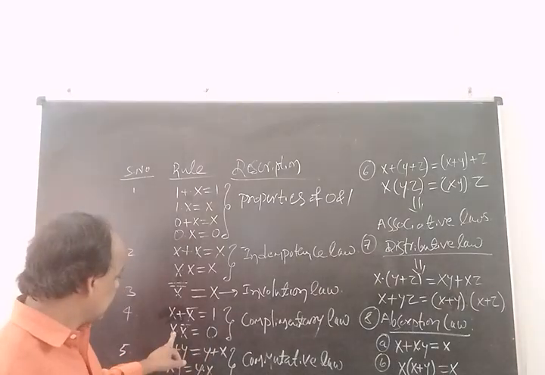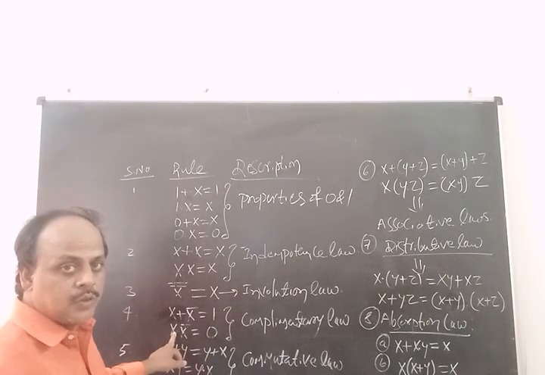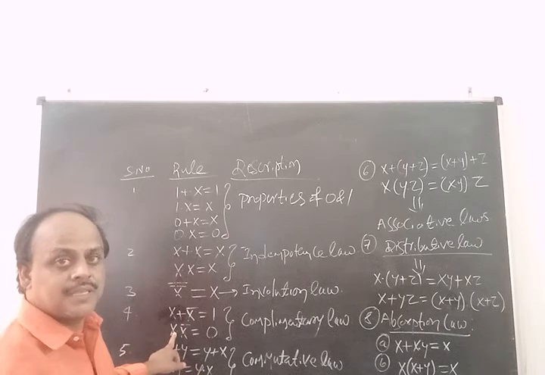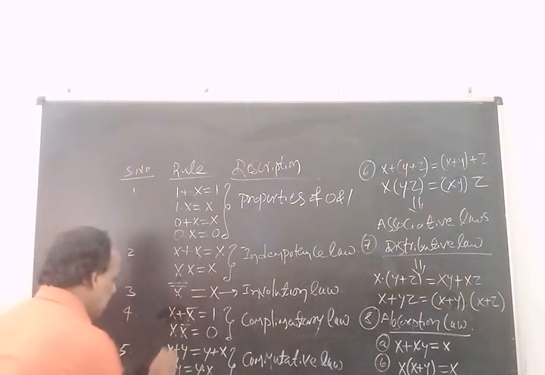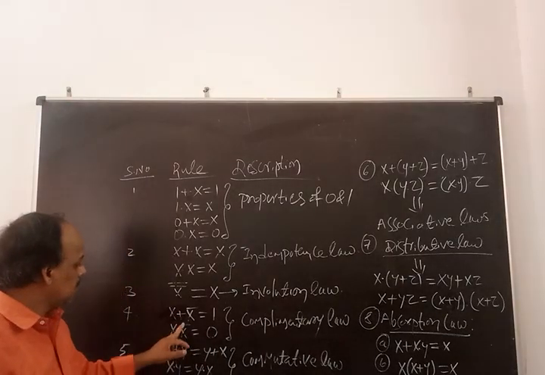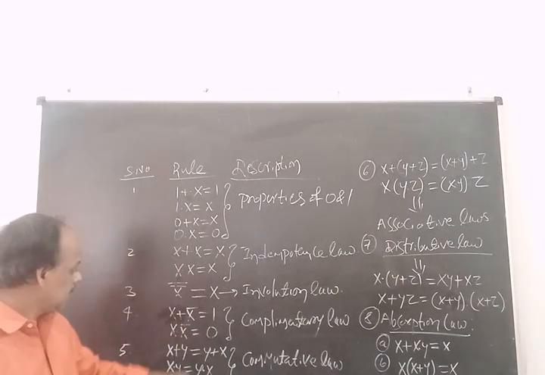That is, x is a variable. It is going to combine with its complement form, x bar, and it undergoes logical multiplication, means dot. X into x bar is equal to 0.